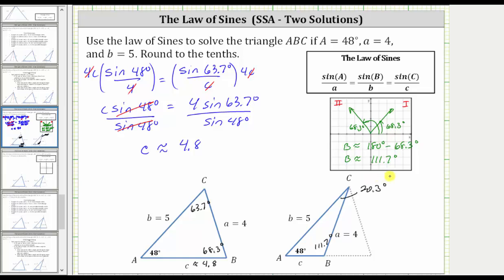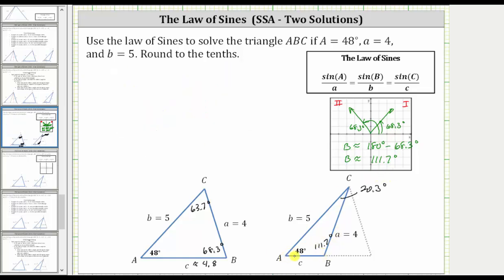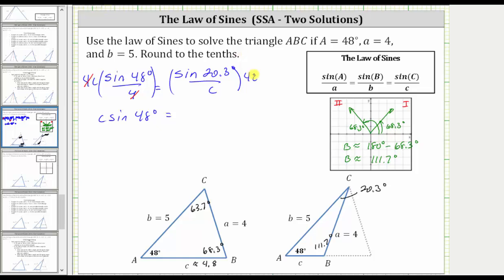And now we need to find C in the second triangle where angle B is obtuse. We'll begin with sine 48 degrees divided by 4 equals, in this triangle we have sine 20.3 degrees divided by C. Again, we multiply both sides by 4C. Simplifying before multiplying, on the left, we have C sine 48 degrees equals, on the right, we have 4 sine 20.3 degrees. To solve for C, we divide both sides by sine 48 degrees. Simplifying, sine 48 degrees divided by itself simplifies to 1.